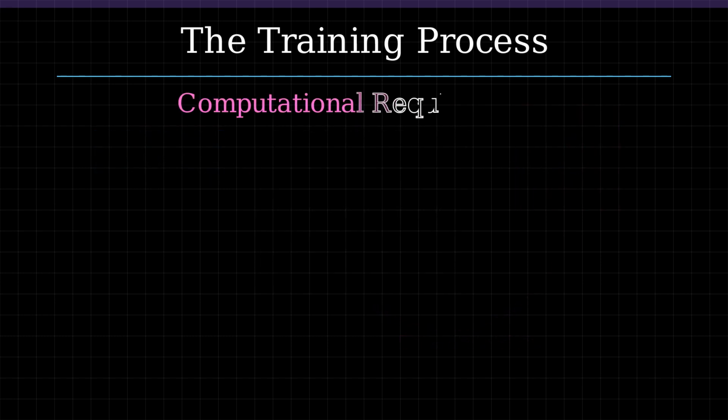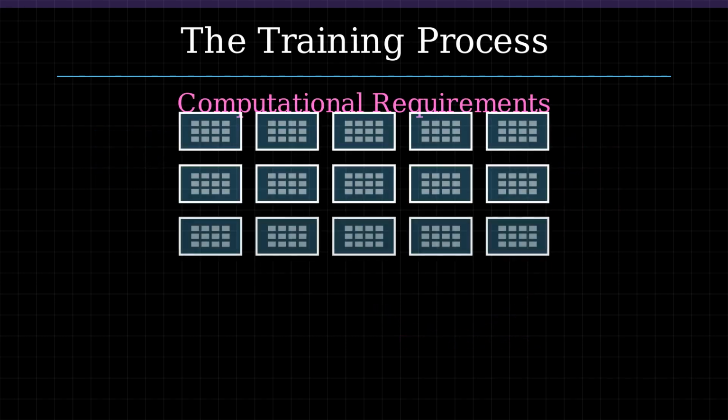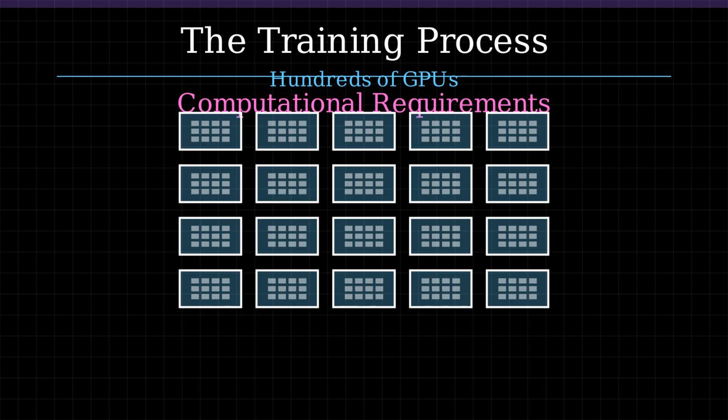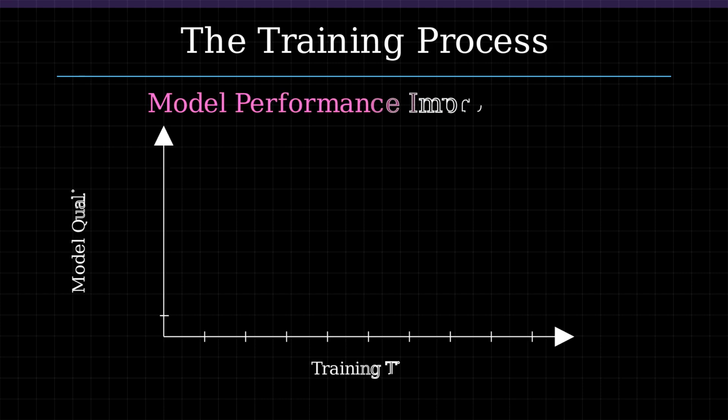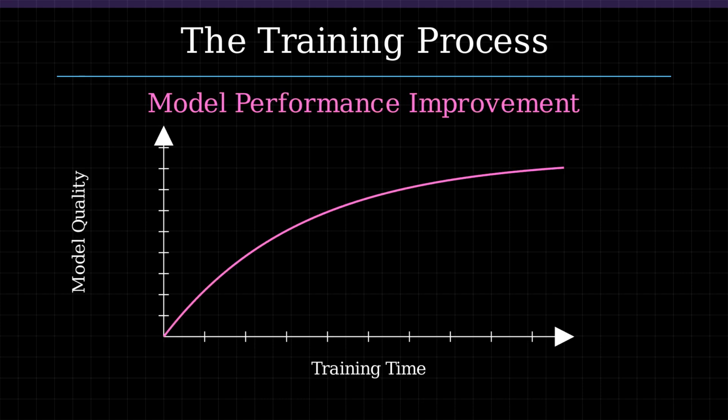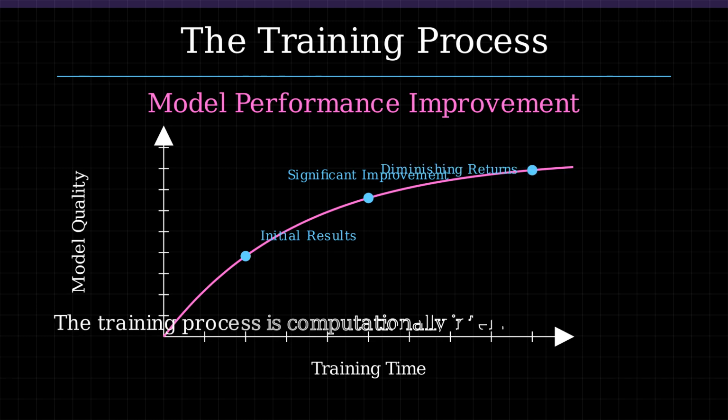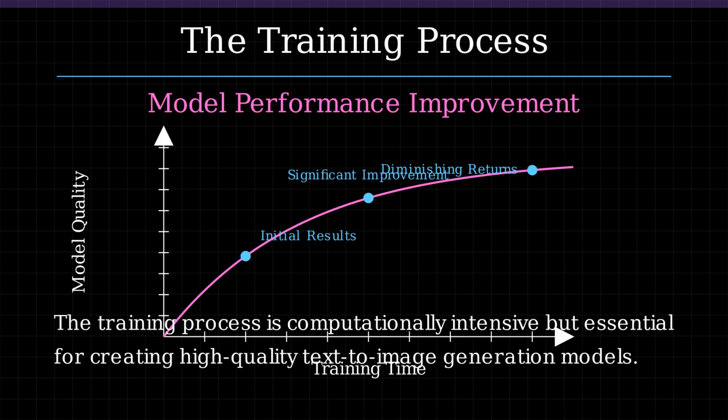This training process requires significant computational resources, often using hundreds of GPUs running in parallel for extended periods. Training a high-quality text-to-image model can take weeks or even months of continuous computation. As training progresses, the model's ability to generate accurate images from text descriptions improves, although with diminishing returns over time. The extensive training process, while computationally intensive, is essential for creating high-quality text-to-image generation models.